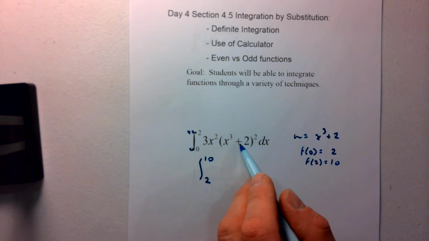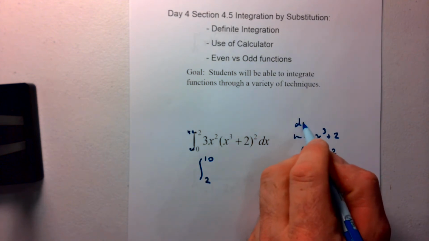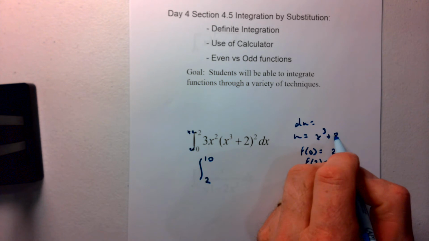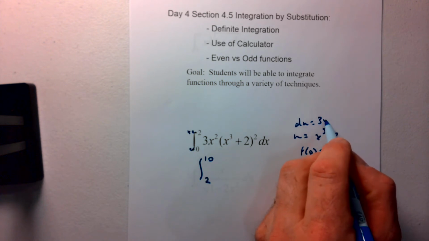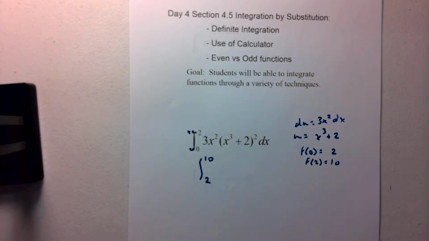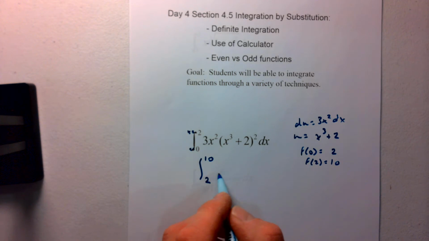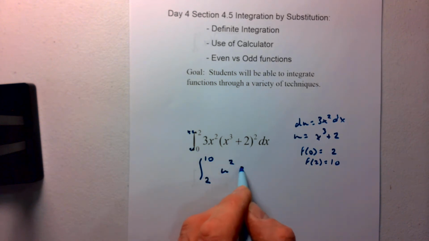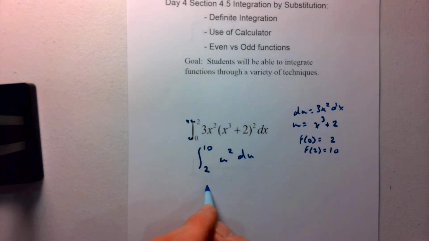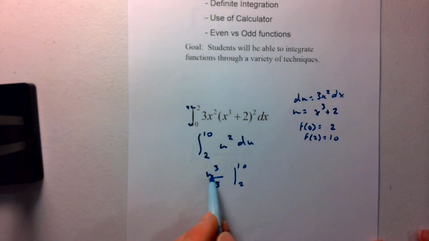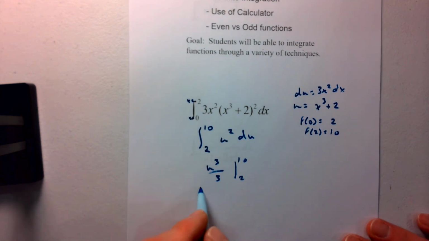Doing my u substitution, I know the derivative of x to the third plus 2 is 3x squared dx. So I have that part of my integrand. So I'm looking at the integration then of just u squared du. The integration of u squared is u to the third over 3 from 2 to 10. I go ahead and plug in my 10, plug in my 2, subtract the two values, and we're done.